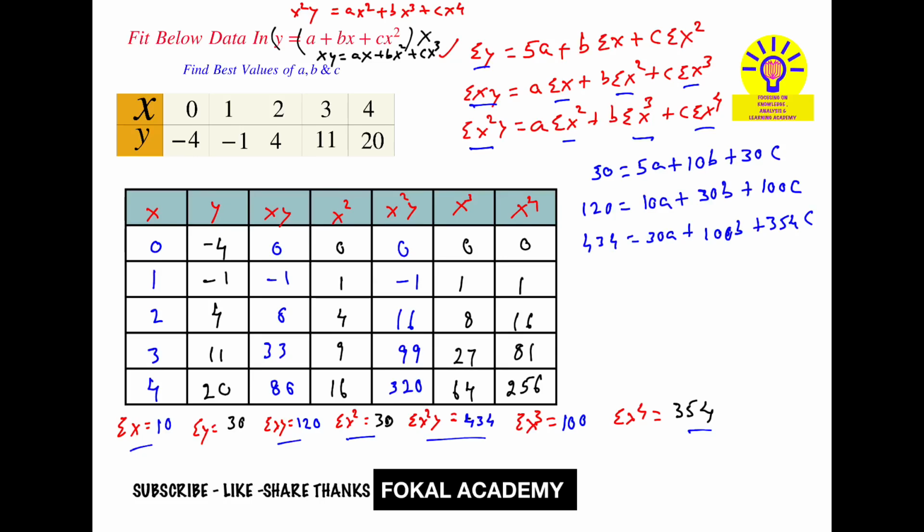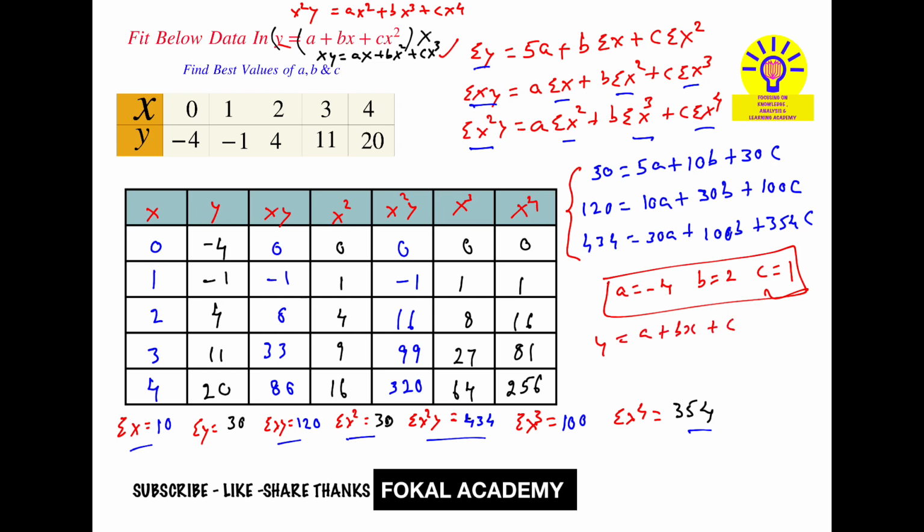Now use calculator for solving these three equations. So after solving these three equations, we will get a equal to -4, b equal to 2, c equal to 1. So these are the required values for the given problem. Now substitute these values in the given equation, that is y equal to a plus bx plus cx square. So in that substitute, then we get y equal to a is -4 plus b is 2x plus x square. So this is the required equation which fits the xy data.